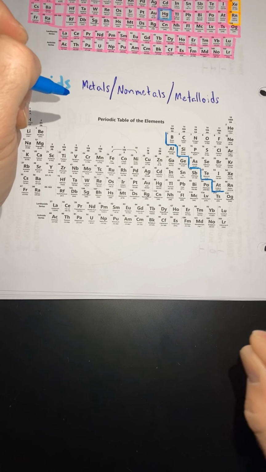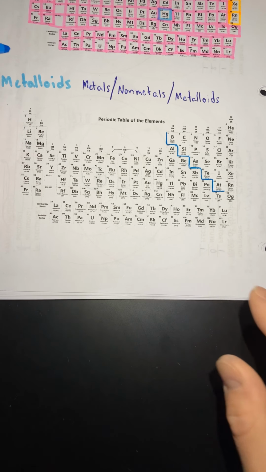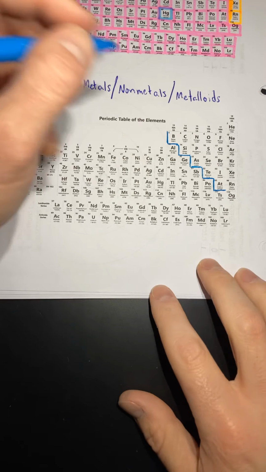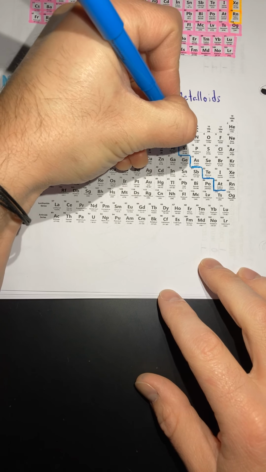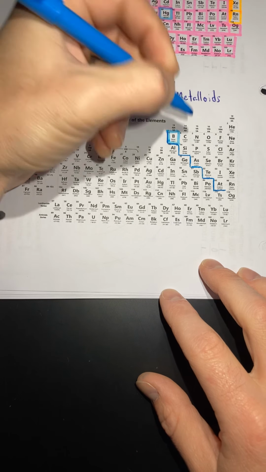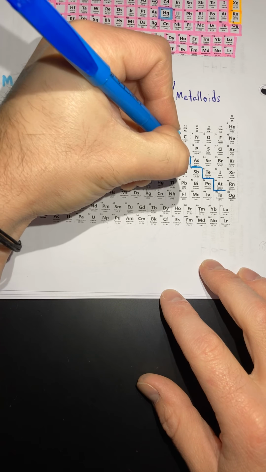The metalloids, okay? They are right along that stair step line. They are the ones in between the metals and the non-metals, and they have characteristics similar to both. Some are like metals, some are like non-metals. So, first one is boron. That's a metalloid. Aluminum is not. So do not box in aluminum with this color.